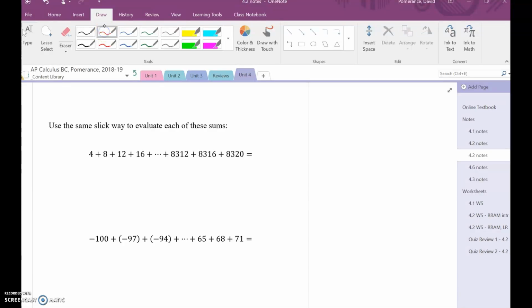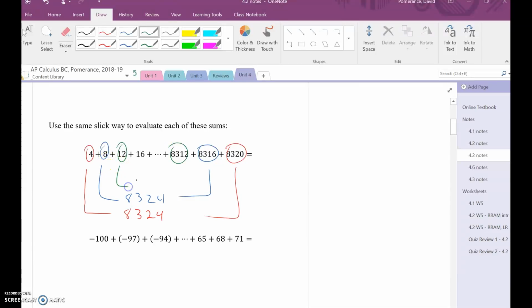So if you've already worked this out, then you should see that, again, the first and last are going to add up to 8,324. And the next pair is also going to add up to 8,324, and so is the next. In fact, we're going to get a whole bunch of different 8,324s. Now, the question is, how many 8,324s do we have? We can't really count them because there's this ... in the middle here, so there are too many to list out all of them. So we're going to have to count these somehow.